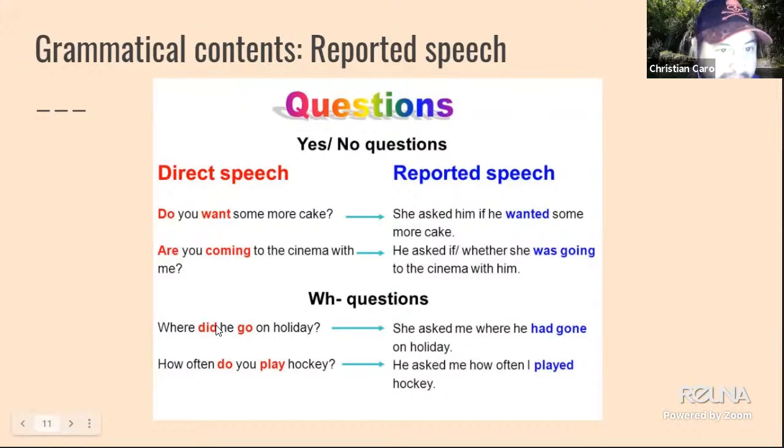Y si usamos el backshift, básicamente pasamos del simple past al past perfect, que sería had gone on holiday. He had gone on holiday, right? Y acá lo mismo, ¿cierto? How often, se pone en medio. He asked me, they asked him, lo que sea, ¿cierto? Porque como les digo, el sujeto y el objeto cambian según quién está hablando. Y queda I played hockey porque hicimos el backshift del verbo principal play, lo cambiamos al simple past, right? Is it clear? Is that clear?